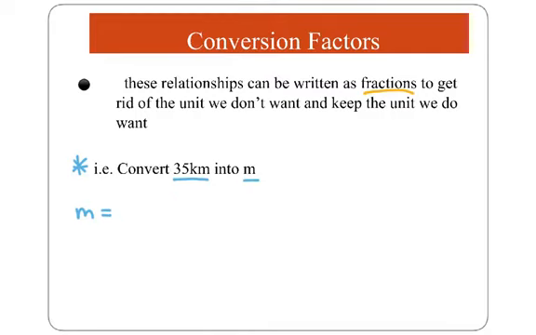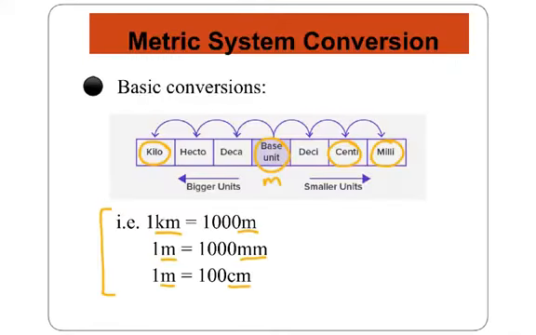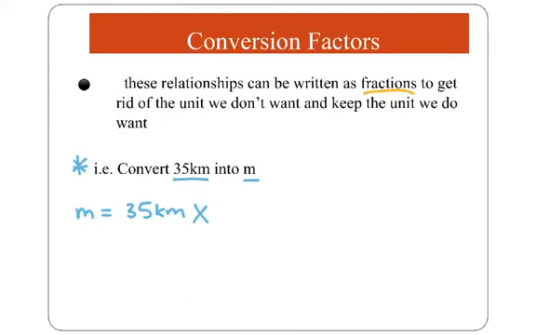So I'm looking for meters. The next thing I write is what I have, and that is 35 kilometers. Now I'm going to multiply it by a fraction, and the fraction comes from the conversion factor between kilometers and meters. So my kilometers and meters looks like this. 1 kilometer equals 1,000 meters. Let's just write that down. 1 kilometer equals 1,000 meters.